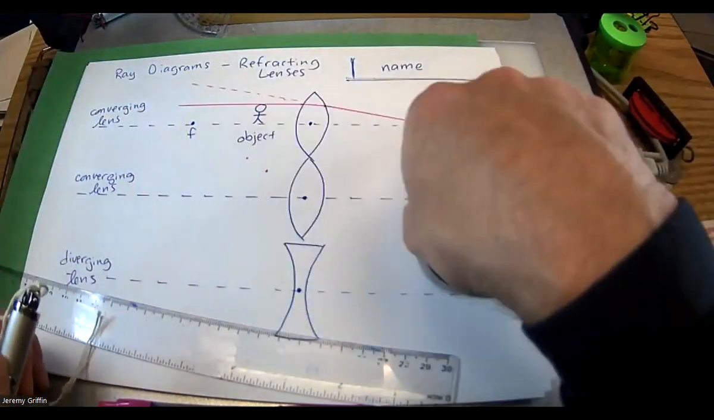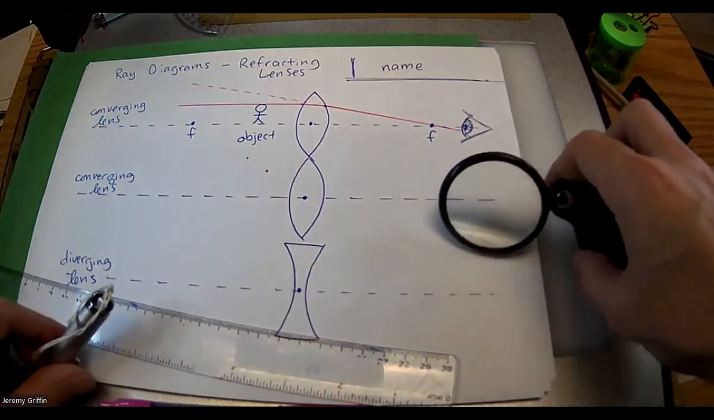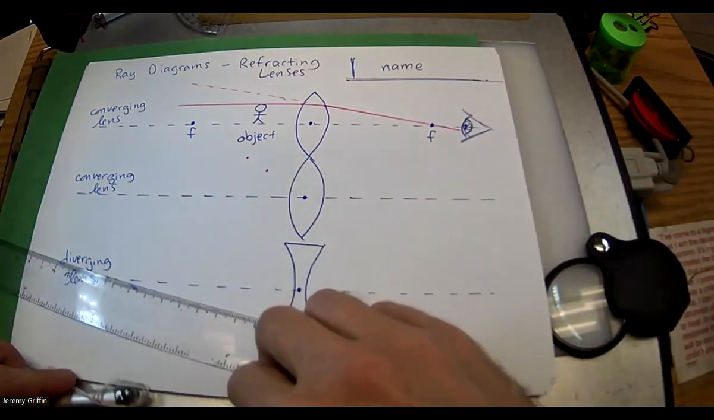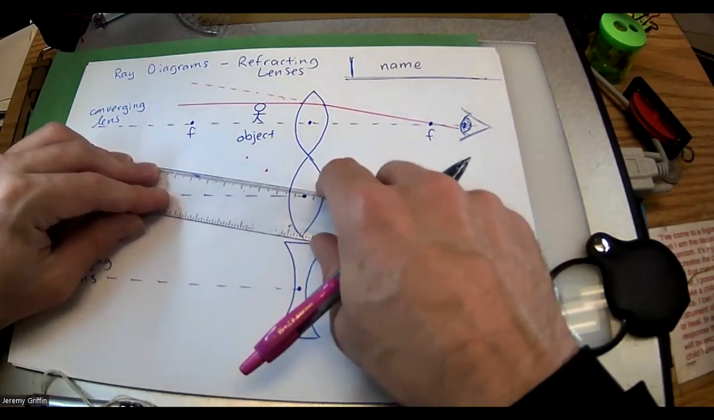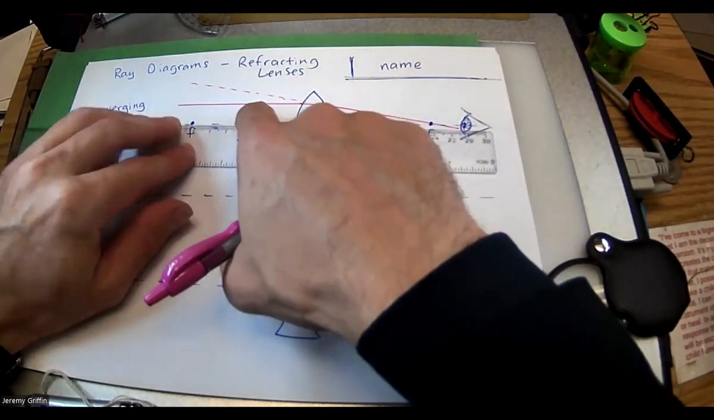Yeah, exactly like that ray diagram shows. Okay. So now we need another ray of light to figure out where the image is going to be. Let's go from the top of his head.